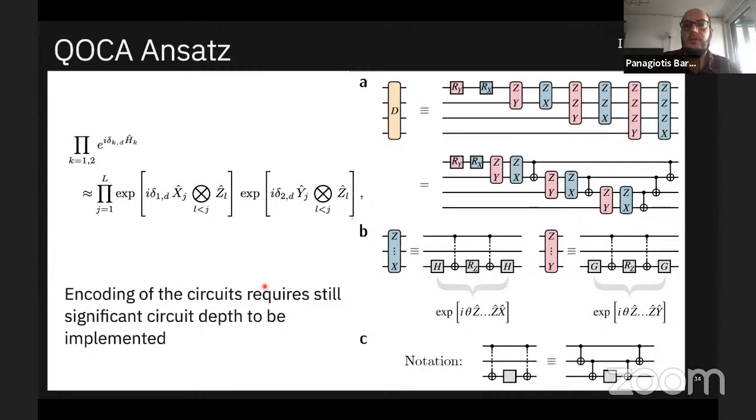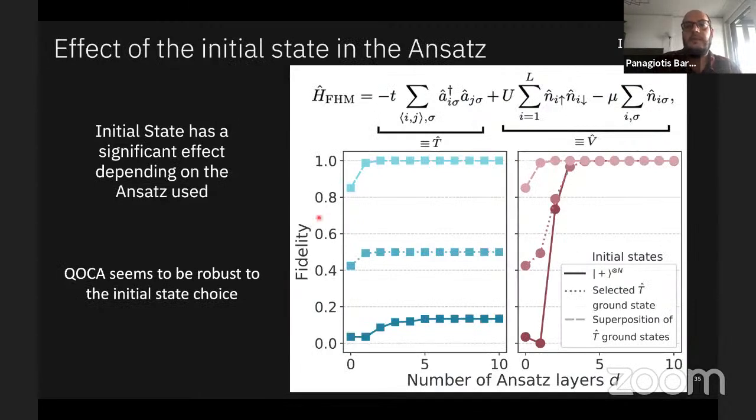For this ansatz, we noticed that we have a strong dependency on the initial state for the variational Hamiltonian ansatz. For the case of the solid line, we start from the plus state.